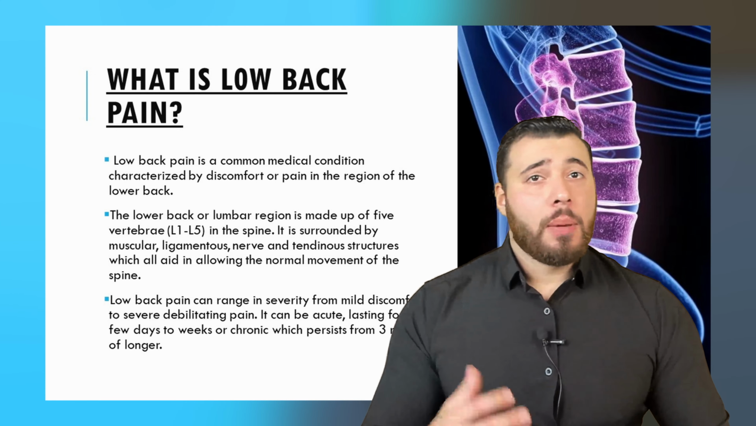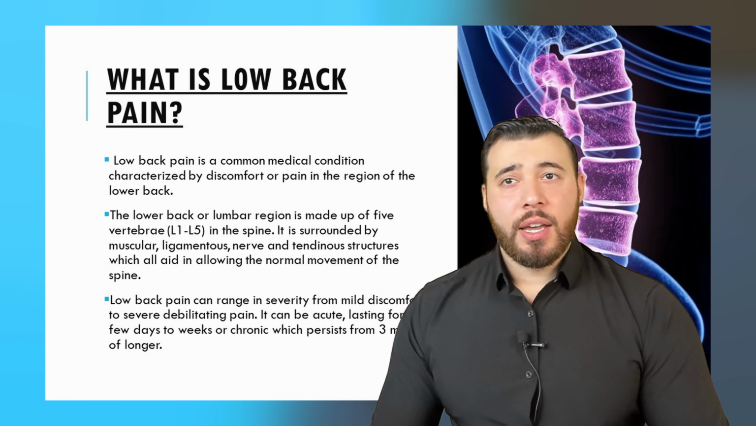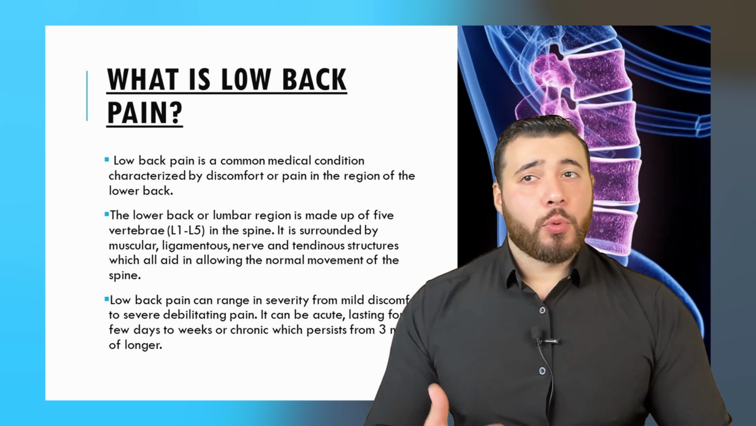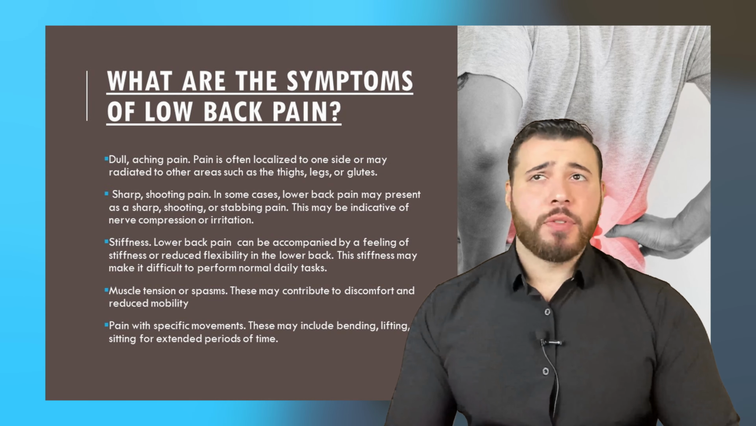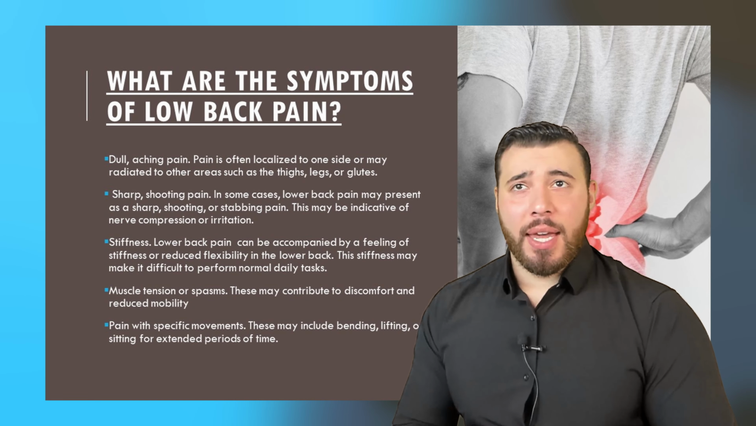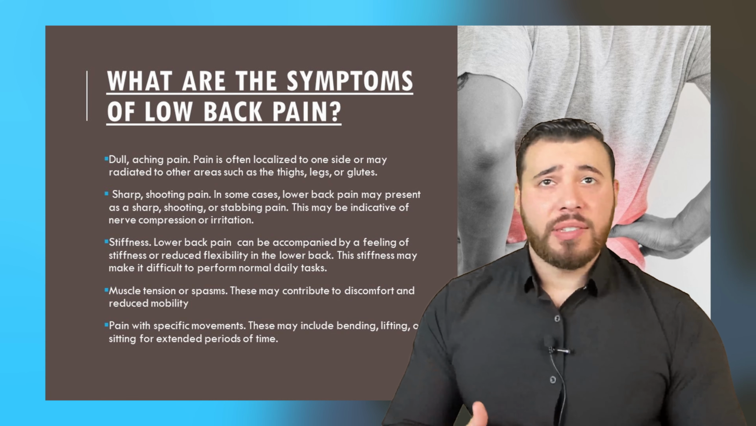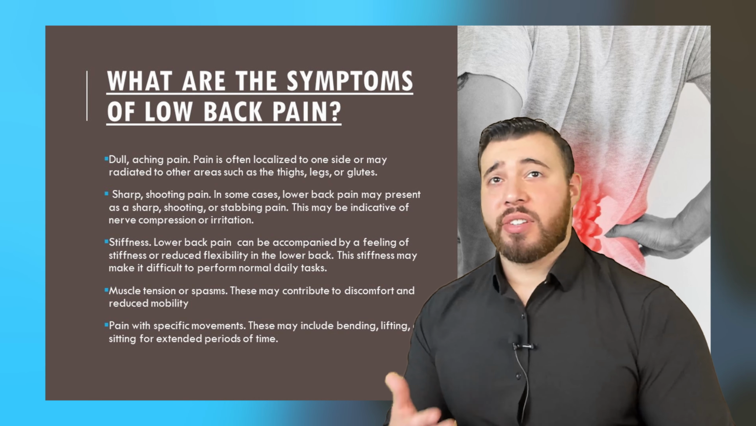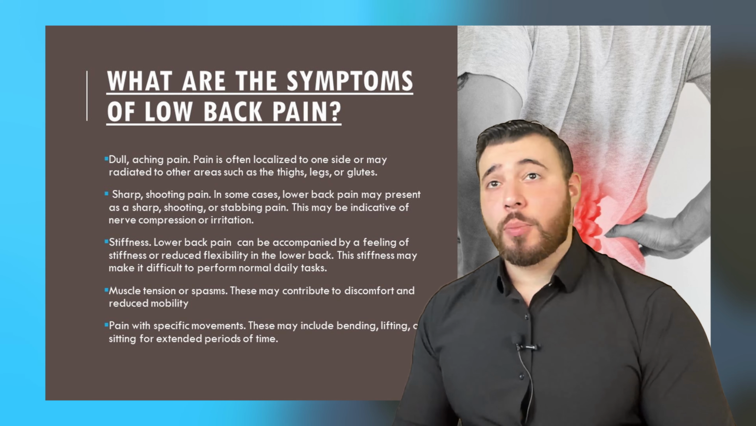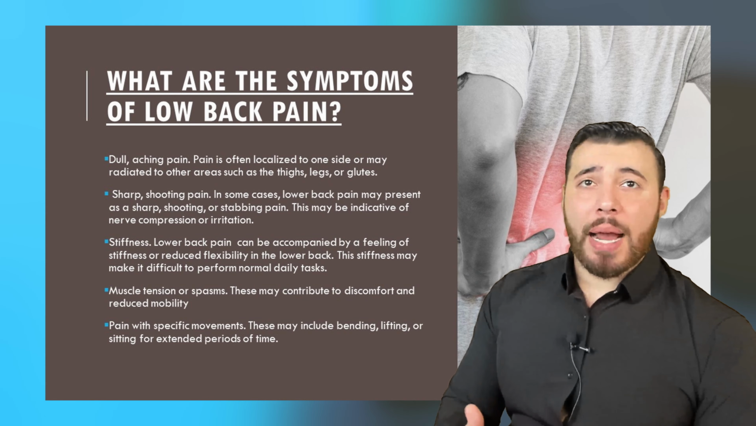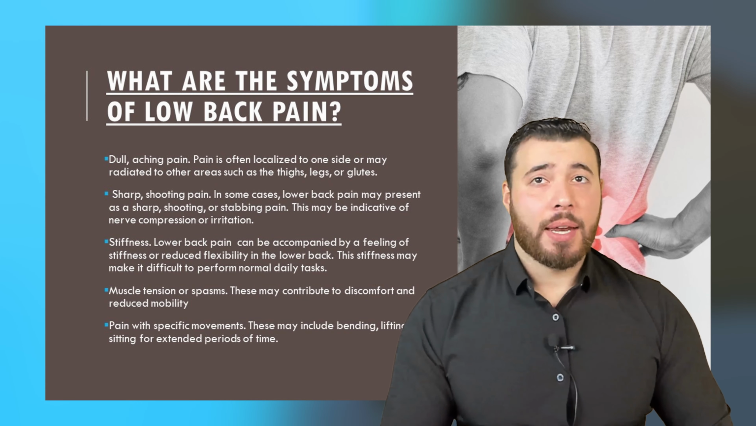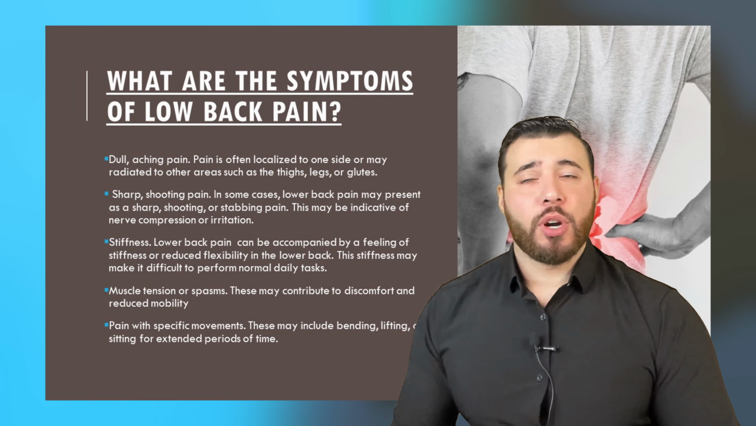It can be acute, meaning it lasts for a few days to weeks, or chronic, which is persistent from 3 months or lasting longer. So what are the symptoms of low back pain? There can be dull, aching pain. This pain is often localized to one side or may radiate to other areas such as the thighs, legs, or glutes. It can be a sharp shooting pain, which in some cases the lower back pain may present as sharp, shooting, or stabbing pain. This may be indicative of nerve compression or irritation.